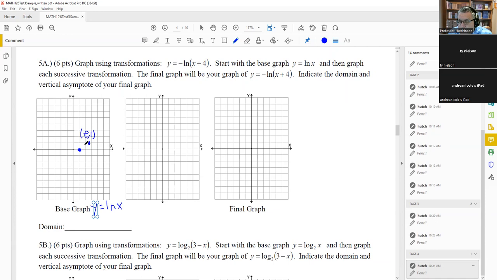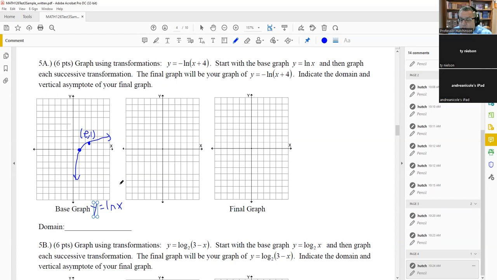Whatever the base of the log is, that's what x value you're going to have here. So if that was a log base 3, for instance, you'd have a 3 comma 1 there. But e is slightly less than 3. It's about 2.71. So at 2.71, it'll go through 1 right there. So these are the two key points on this.